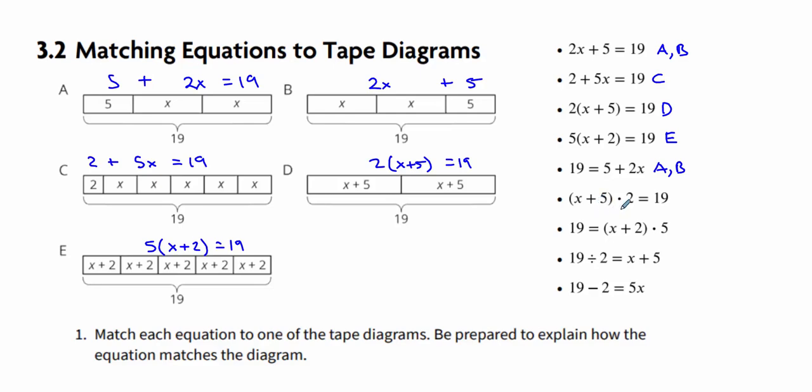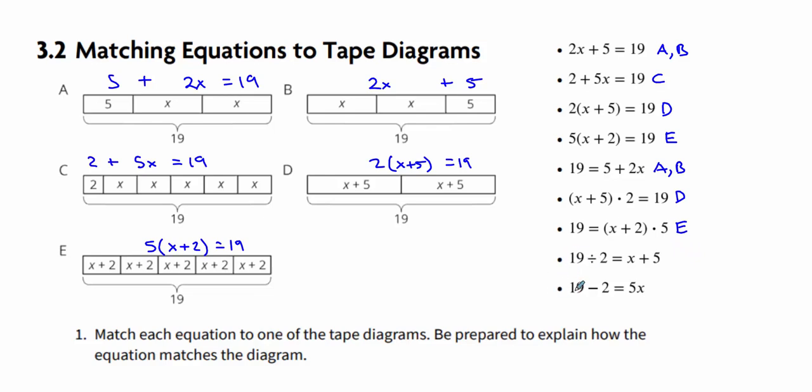So we have x plus 5 times 2. So we have x plus 5 here times 2. They just switched them around, right? They just used the commutative property of multiplication to switch the terms around here to equal 19. So that one would be D. And then we have 19 is equal to x plus 2 times 5. So if we look at this one, we have x plus 2 times 5, but they just switched them around, the commutative property of multiplication again. So that one would be E.